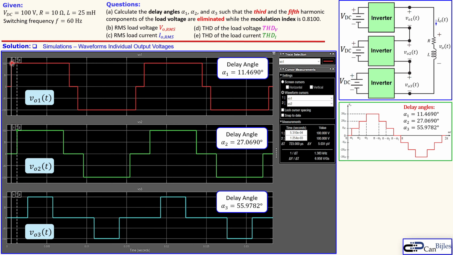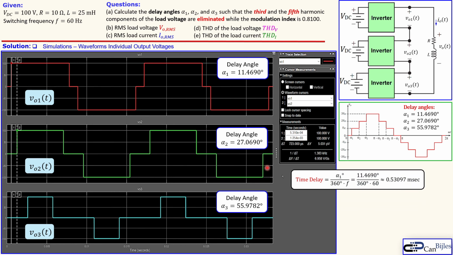So the first label 1 is given here as 5.31 times 10 to the power minus 4 seconds. How do we know that this is correct? Because then it is delayed. Now that can be calculated using this delay time, alpha 1 in degrees over 360 in degrees times the frequency of switching, and then you get 0.53095 milliseconds, which is very close to what we have here. So that is again verified that this is indeed switching at this alpha 1 as the time.